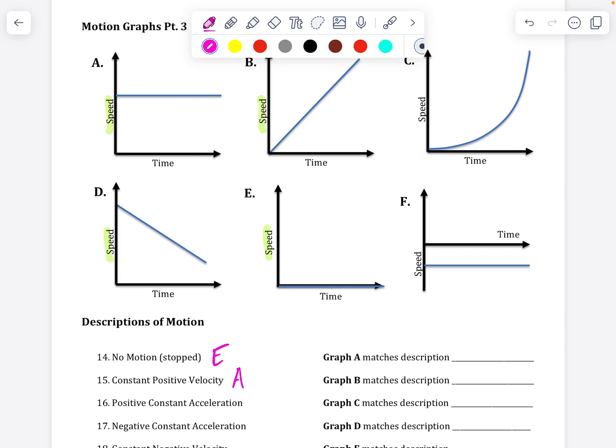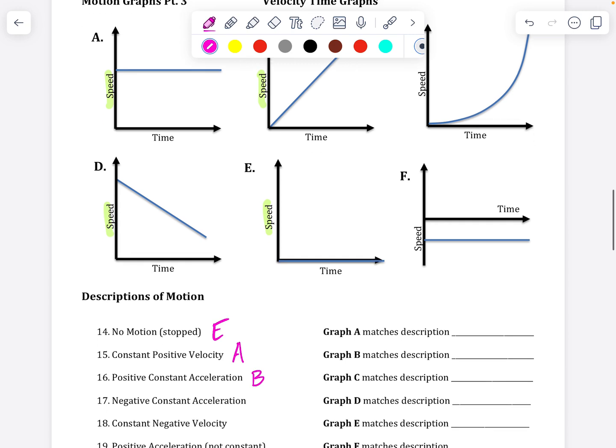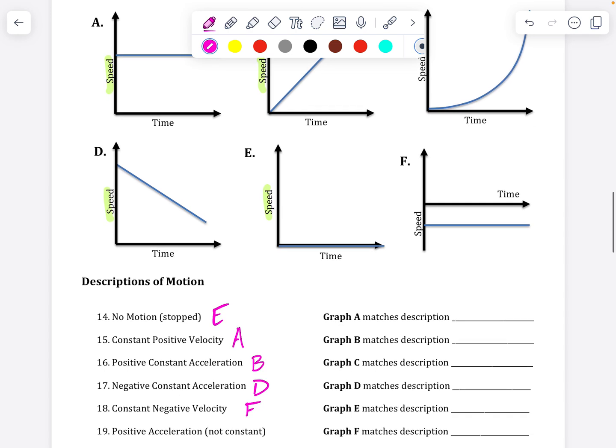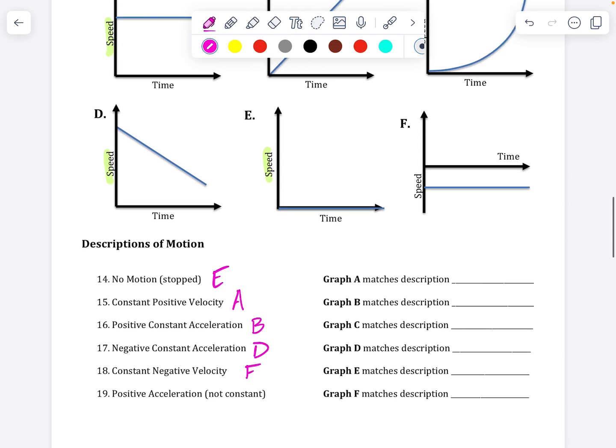And then positive constant acceleration. So we need a line heading upward. That looks like B, positive slope. Negative constant acceleration, so a straight line but going down, would be D. And then constant negative velocity. So that means it's coming backwards. That means it's below 0. So that's going to be F. And then positive acceleration, but not constant, would be C. And that one's a little confusing. We're probably not going to do much with that.